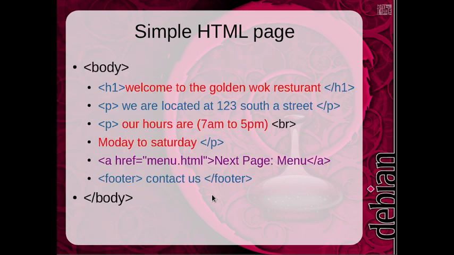And now let's write the web page. In the body, between the opening body tag and the closing body tag, we have the H1 tag, and we're gonna put our title: Welcome to the Golden Walk restaurant. We have paragraphs. The first paragraph: we are located at 123 A Street. This is our fictional location. Our hours are 7 to 5.